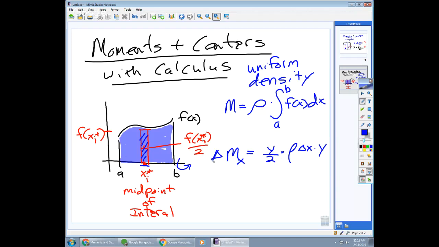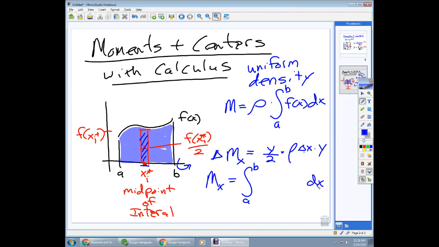I gotta add all the moments up. So to get the complete moment, I'm gonna integrate from A to B all of this stuff. So let's see, what do I have here? I'm gonna reorder it. The delta x turns into a dx. I'm gonna put that at the end.